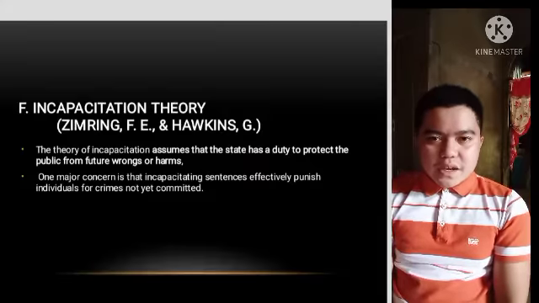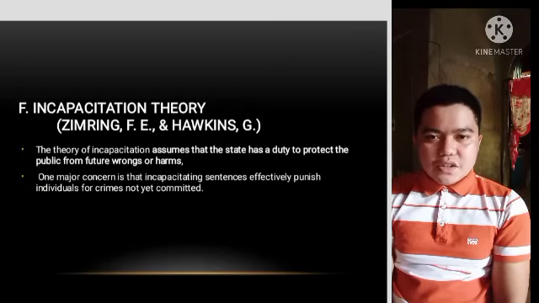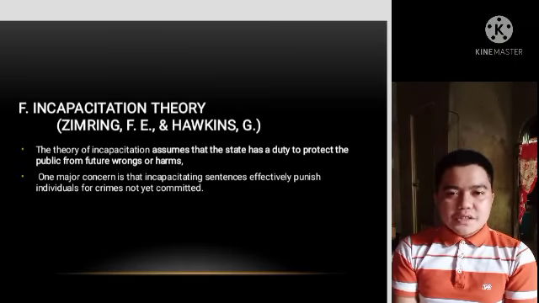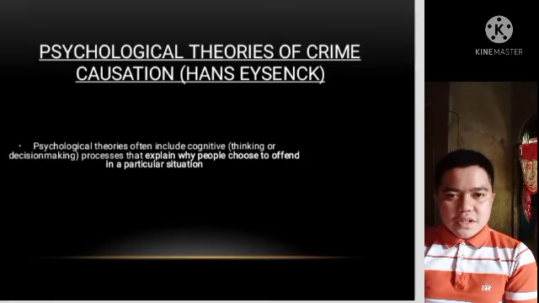F. Incapacitation theory by Zimring. A theory of incapacitation assumes that the state has a duty to protect the public from future wrongs or harms, and that such protection can be afforded through some form of incarceration or incapacitation. One major concern is that an incapacitating sentence effectively punishes individuals for crimes not yet committed.